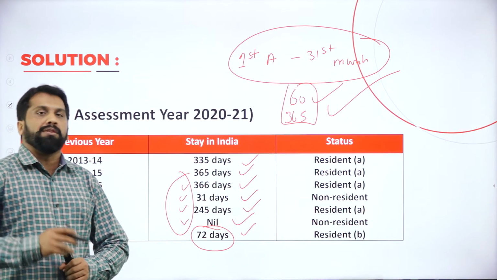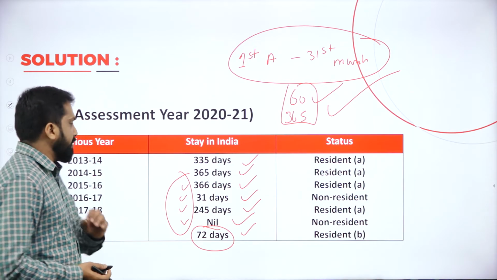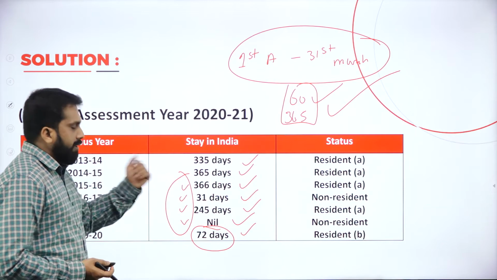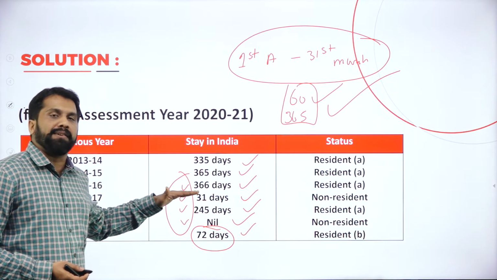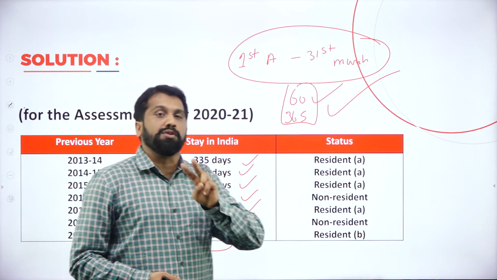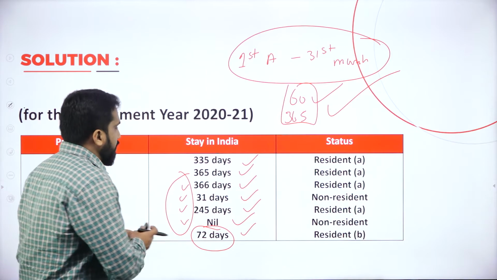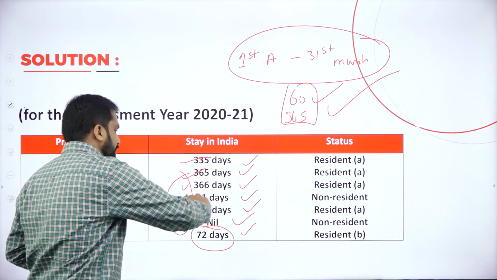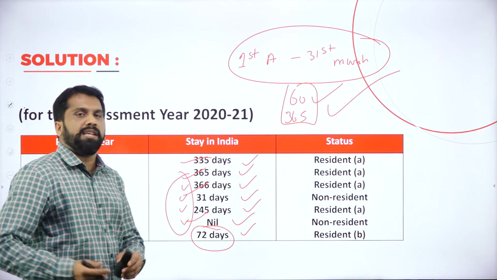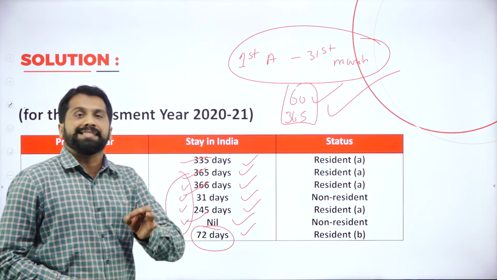Yes. What about the additional condition? He must be there for 729 days. 100% he will cover 729 days. That is also fulfilled. He must be resident for 2 years out of the preceding 10. See, he was resident, resident, resident, resident. So he fulfilled all the conditions. So he is called a resident.